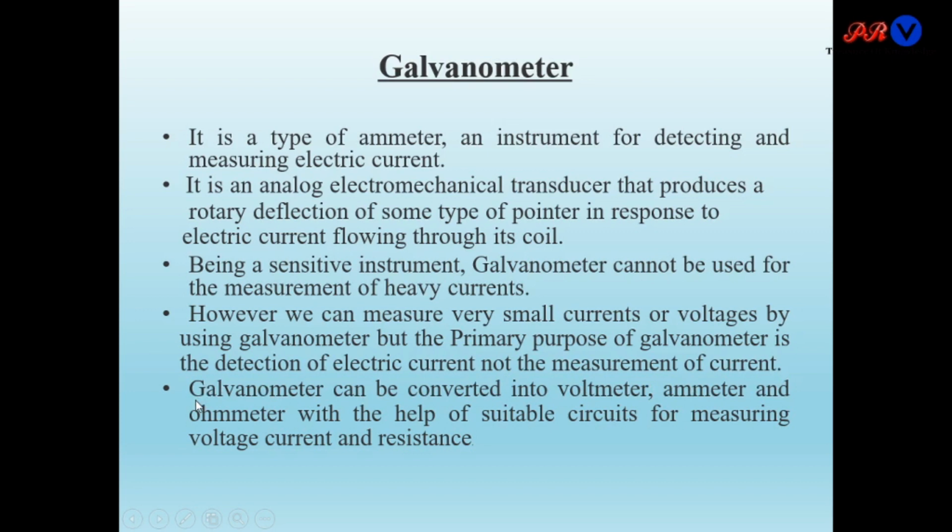And the last point is, a galvanometer can be converted into a voltmeter, ammeter and ohm meter with the help of suitable circuits for measuring voltage, current and resistance. So this is the important point. We can convert a galvanometer into an ammeter, voltmeter and ohm meter for measurement of the current, voltage and resistance values.